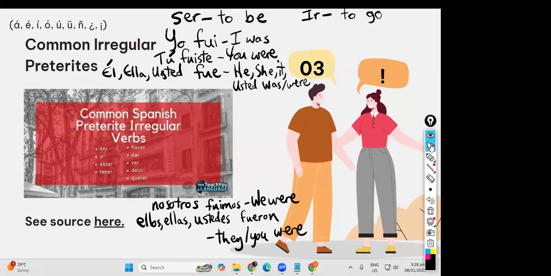All right, any questions? Everybody understands? Is my handwriting clear? Is there anywhere that is unclear? So fui, fuiste, fue, fuimos, fueron, right? I was, you were, he, she, it was, or you were, we were, they were, you were, right?